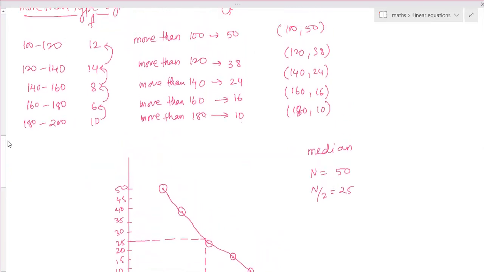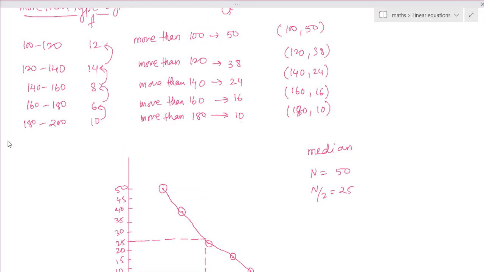Ma'am, I didn't understand the part where you take the values from the bottom to top, like 10, 6, 8, 14, 12. So for the more than value you have to calculate the frequency more than 180. In which class will it lie? The bottom one. More than 180 means only 10 values are there.